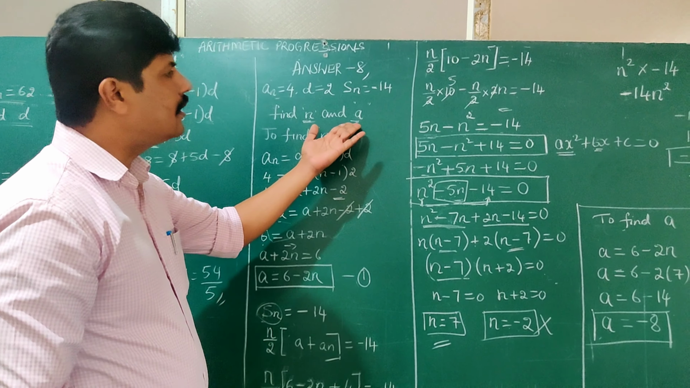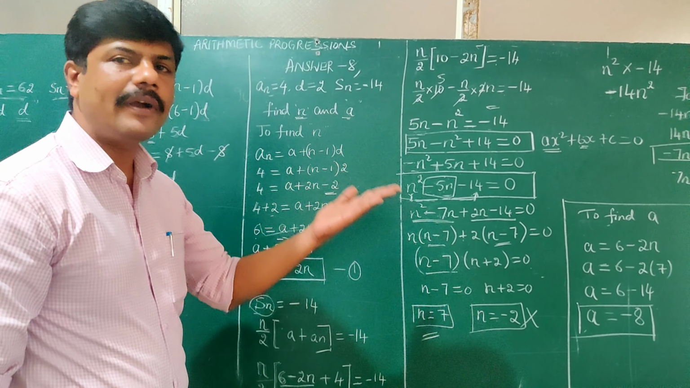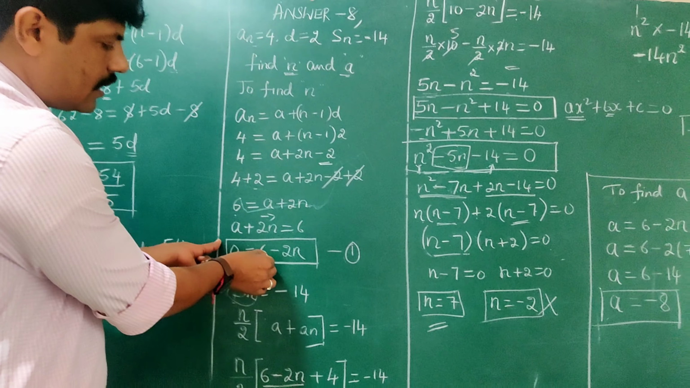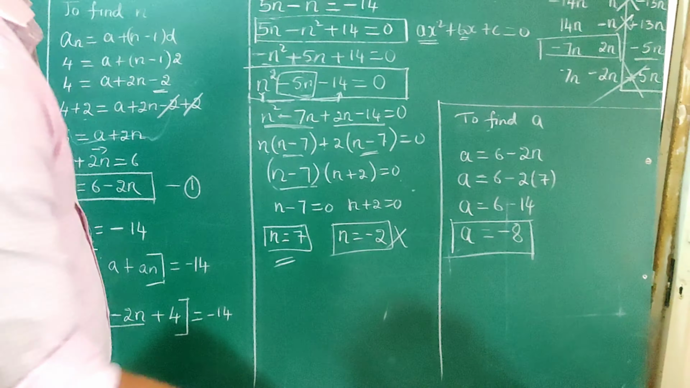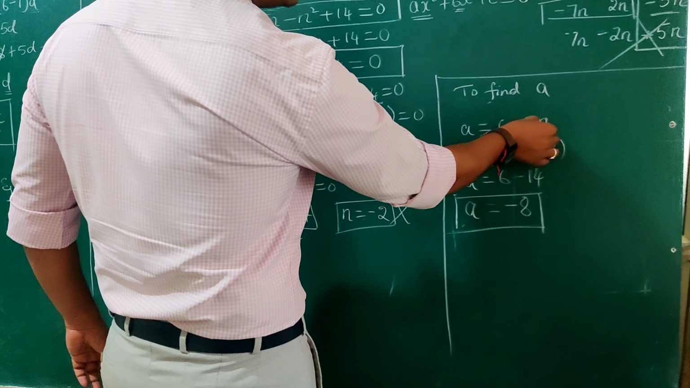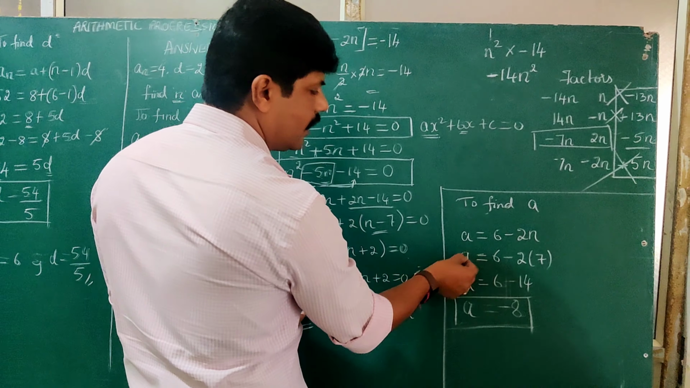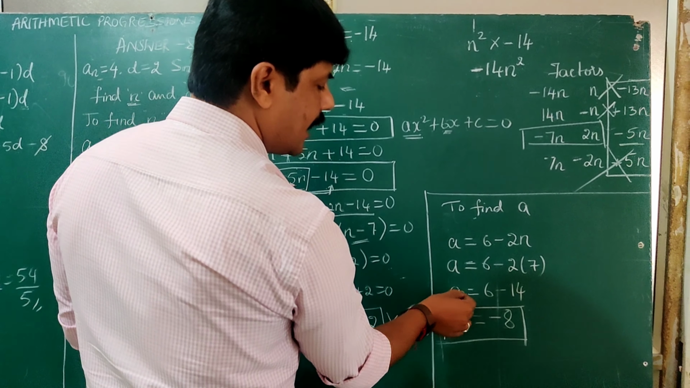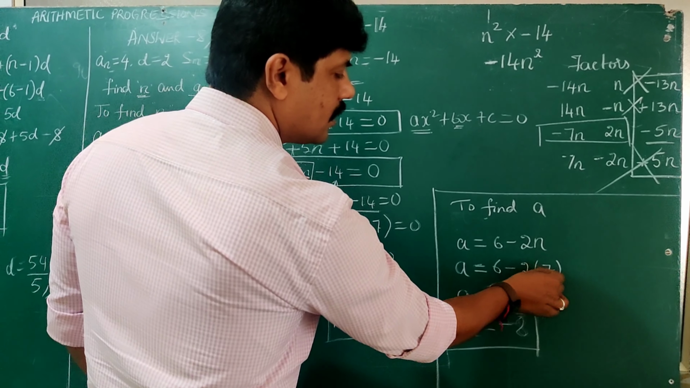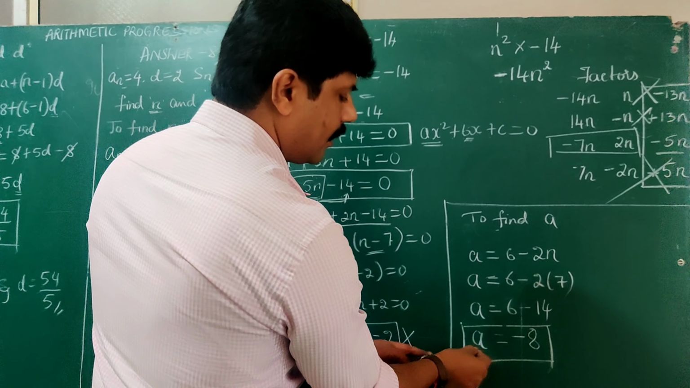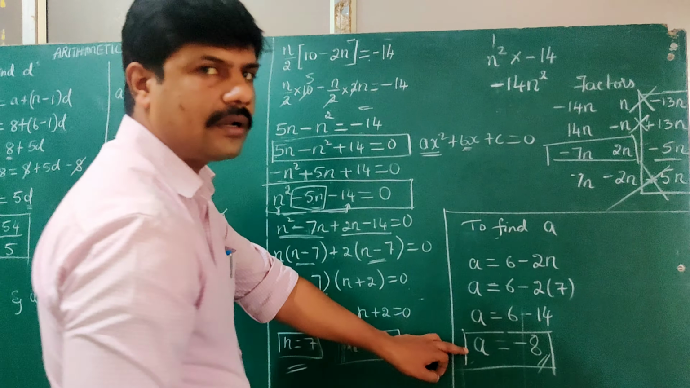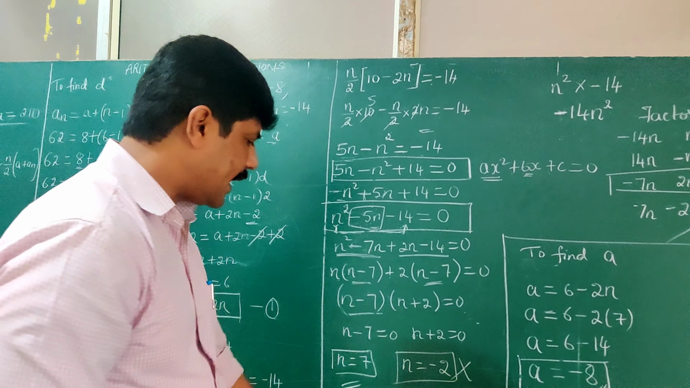Now what we have to find? The value of a. How do we find the value of a? It's very easy. We have that a is equal to 6 minus 2n. Take that a is equal to 6 minus 2n and substitute the n value here. A is equal to 6 minus 2 into 7. A is equal to 6 minus 2 into 7, which is 14. A is equal to 6 minus 14, which is minus 8. Thus we have got a is equal to minus 8.